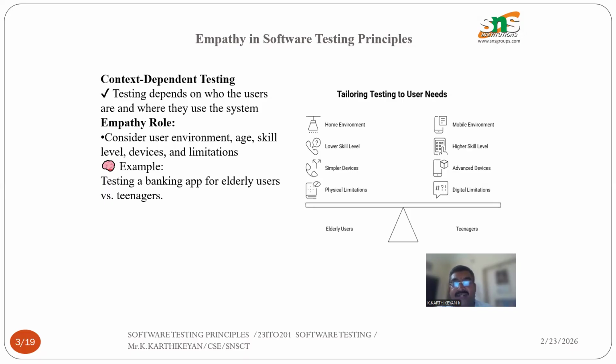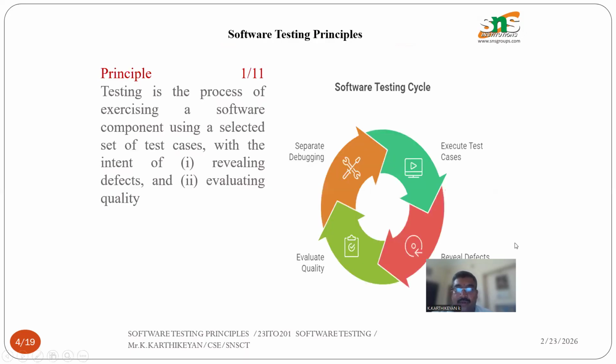So context depends on testing. Testing depends on who the user is and where the user uses the system. The role of empathy is to consider the user's environment, age, skill level, device and limitations. For example, testing a banking app for an elderly user versus a teenager, to identify and compare what is needed in today's environment. So this is a way.